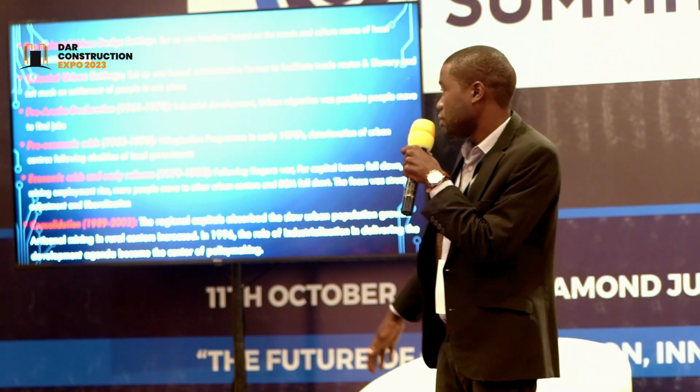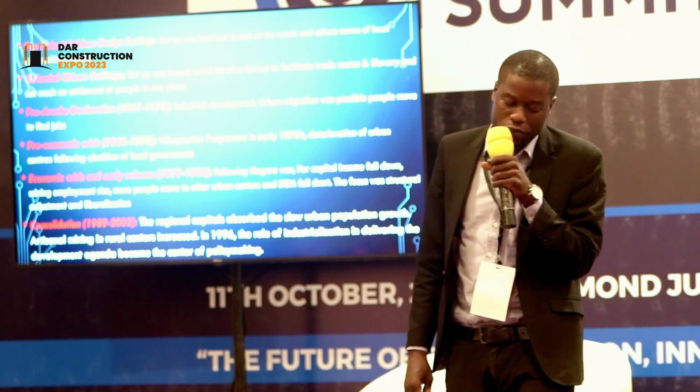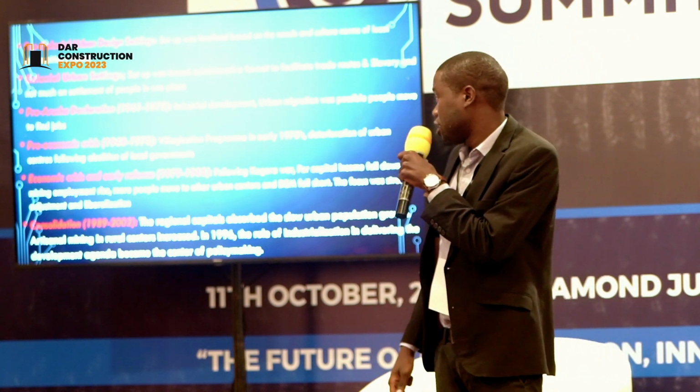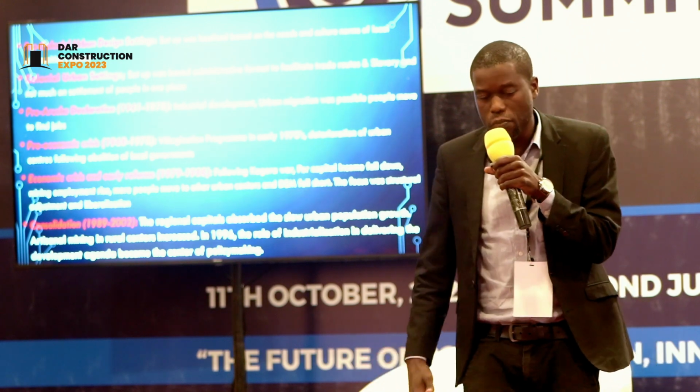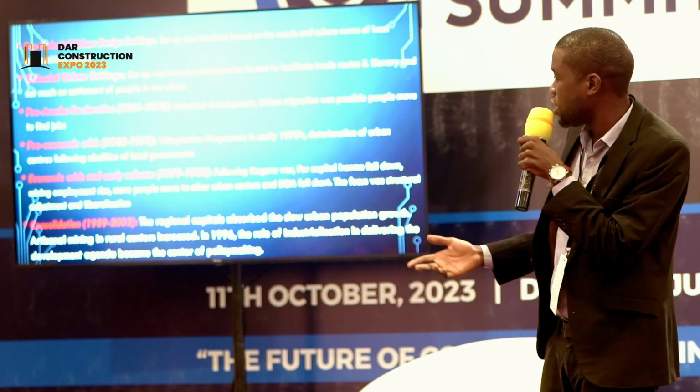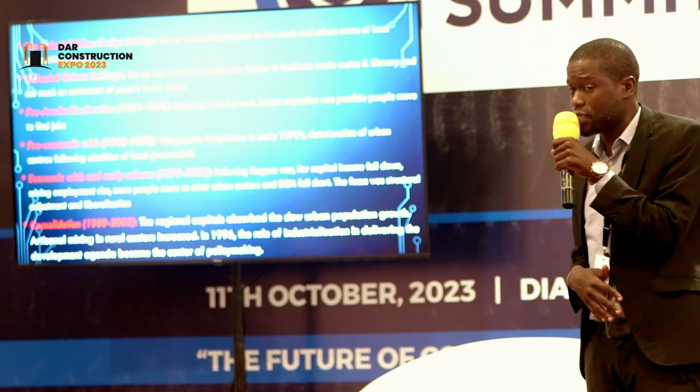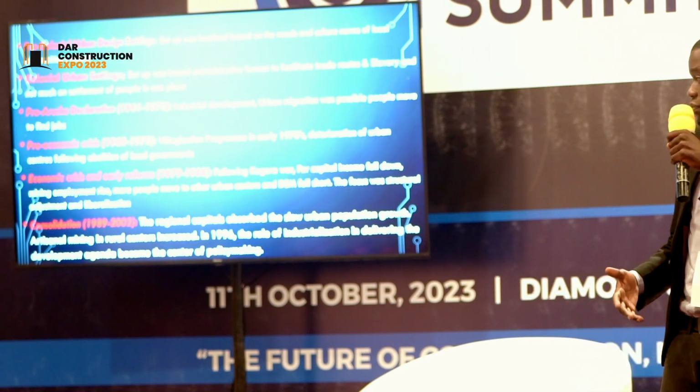Then, after independence, we have the pre-Arusha Declaration period. This was governed by the Industrial Revolution. Urban migration was possible because now people were free to move, and there was no slavery by then. So this also dictates how the cities or towns evolved in Tanzania.